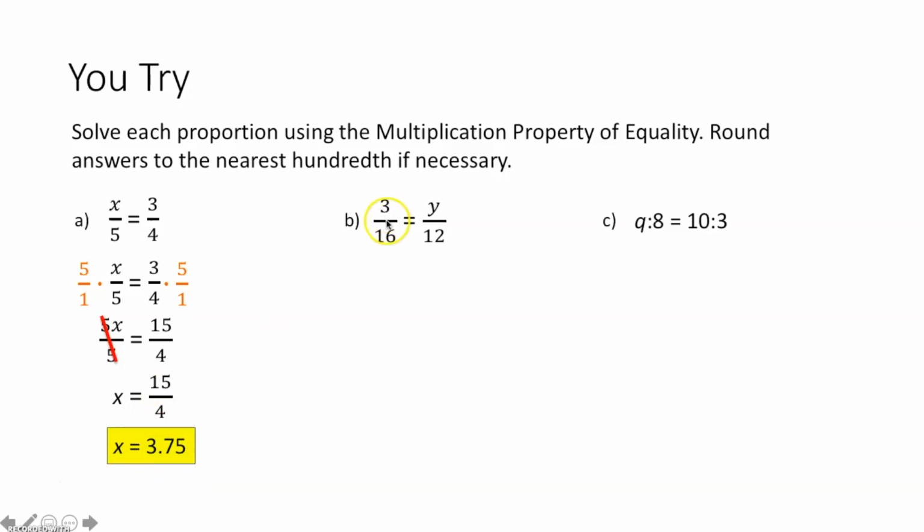Here, we have 3/16 is equal to y over 12. Now again, simplify, move, solve. Can we simplify either side? No. So we continue. Step 2, we need to get variables on the left. So our y that we're solving for needs to go to the left side. So we flip this equation, done.